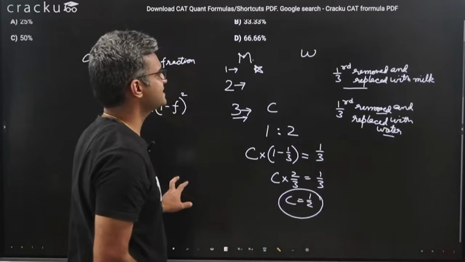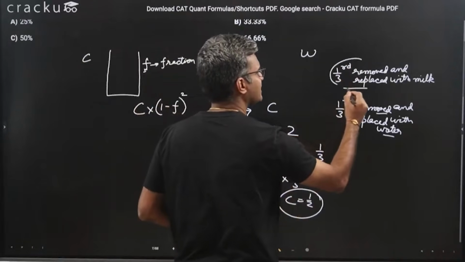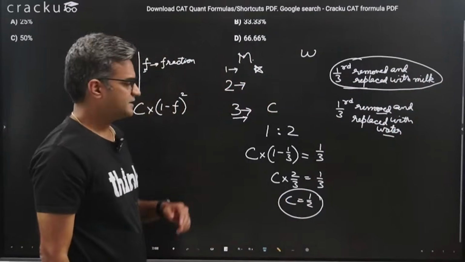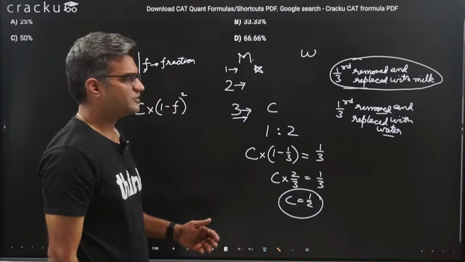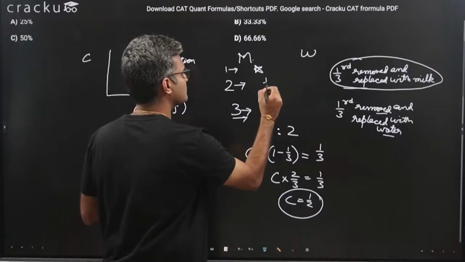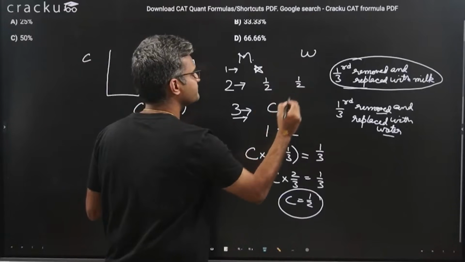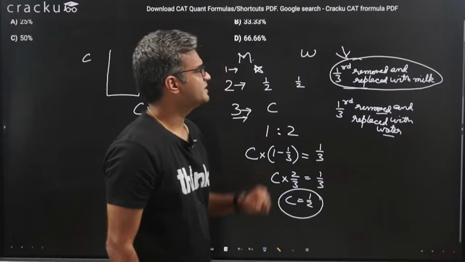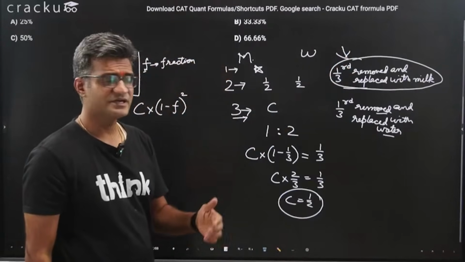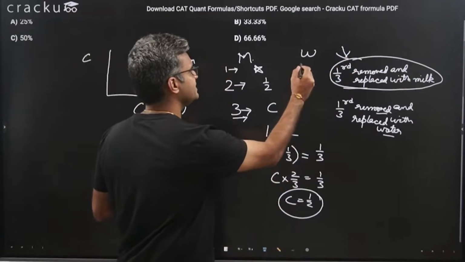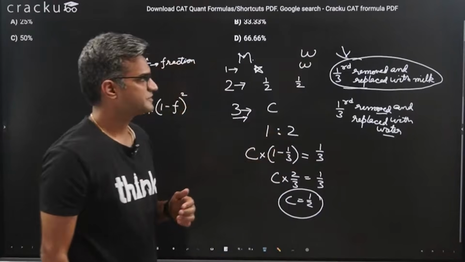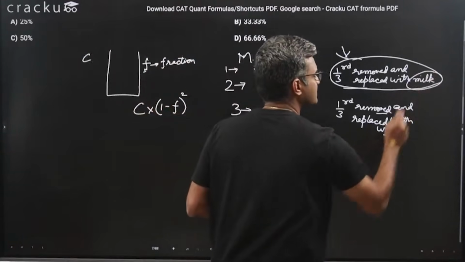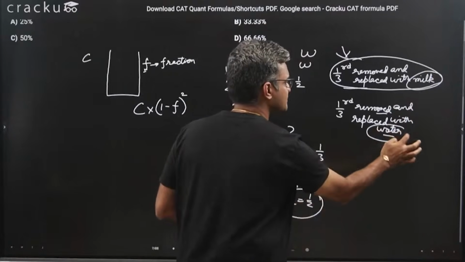So, what it means is that after 1/3 is removed and replaced with milk, the concentration of milk is 1 by 2. That is, milk is 1 by 2 and water is 1 by 2. But this is after 1/3 is removed and replaced with milk. Let us assume that the concentration of water before this is W. Remember that here it is being replaced with milk, whereas earlier we replaced it with water.